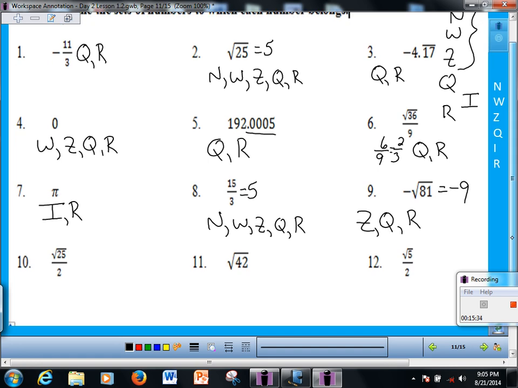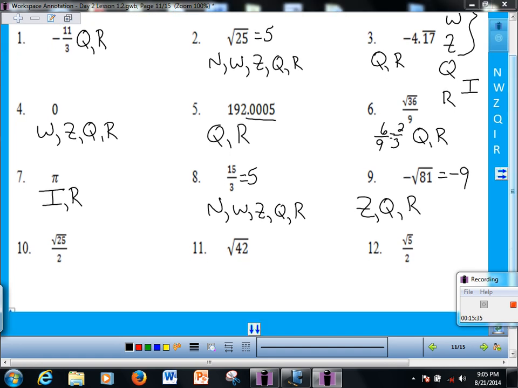Keep on keeping on. Here's my number 10. Square root of 25 is 5, so this is really 5 over 2. Well, the top three are out, so it's not any of those. The first one it belongs to is a rational number and a real number.